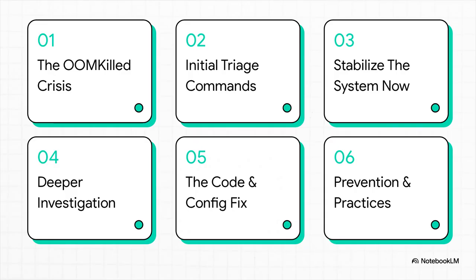So here's our game plan. We're going to treat this like a real-life incident. First, we'll set the scene for the crisis. Then, we'll grab our detective hats and run some initial triage commands. After that, we'll apply some first aid to stabilize the system. With some breathing room, we can do a deeper dive to find the root cause, figure out the real fix for our code and config, and wrap it all up with some best practices so this doesn't happen again.